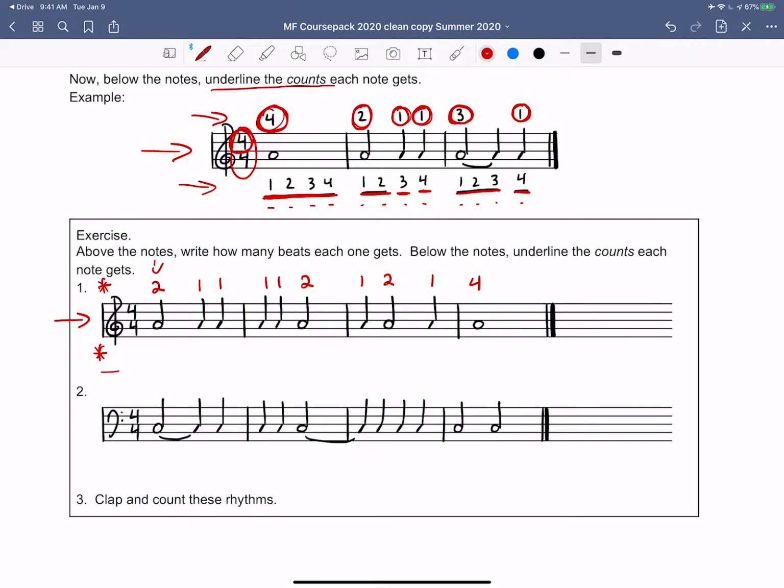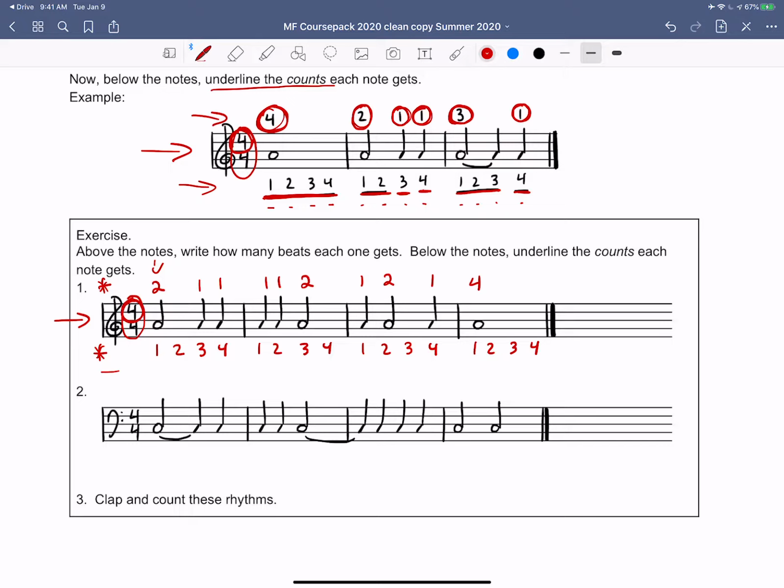So the numbers on top should be pretty easy for you. Then let's get the numbers on the bottom. So we're looking at that time signature, 4, 4, and in fact, we're really looking at that top number 4. So that tells us for each measure, we're going to count to 4. So we're going to write in, pretty much evenly spaced, these numbers, 1, 2, 3, and 4 for every single measure.